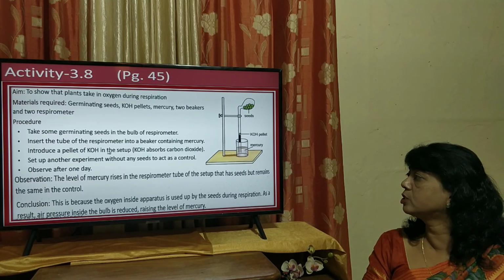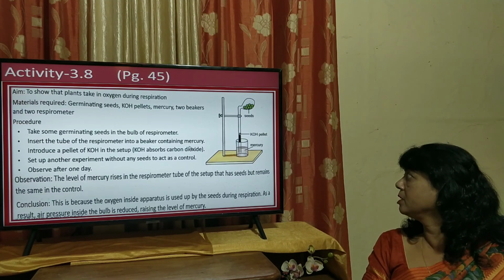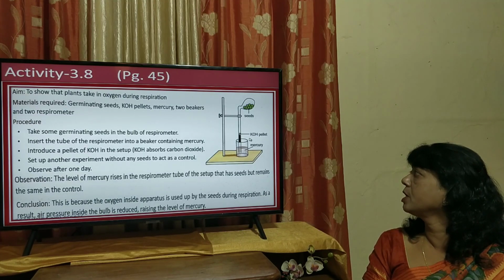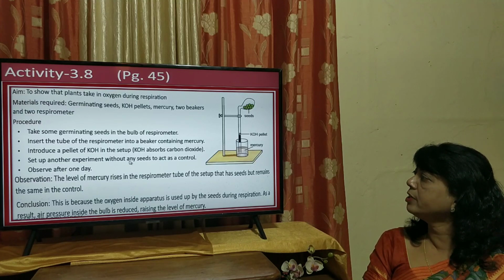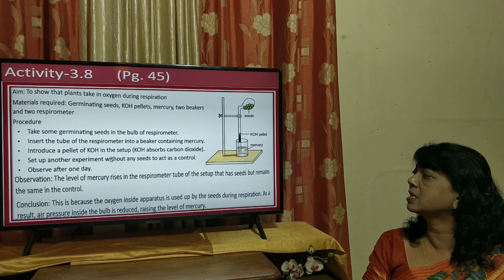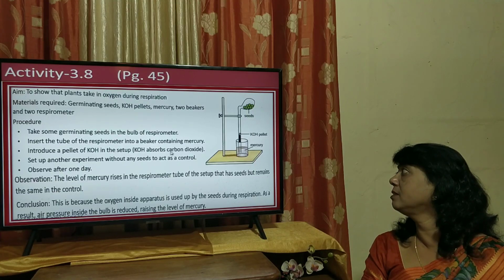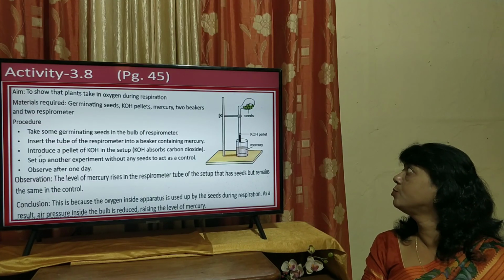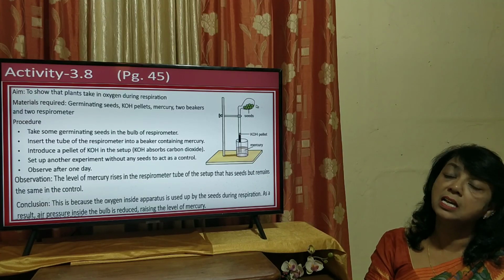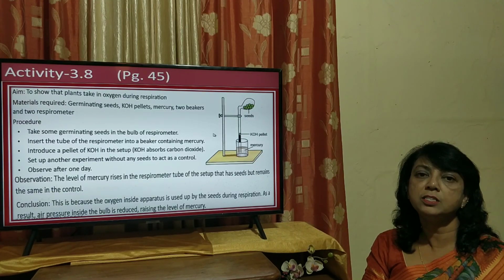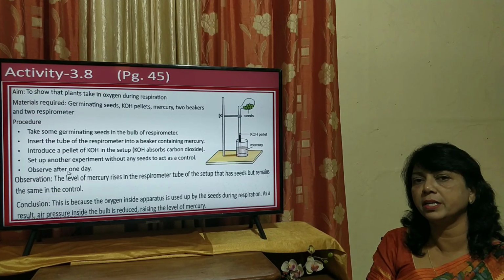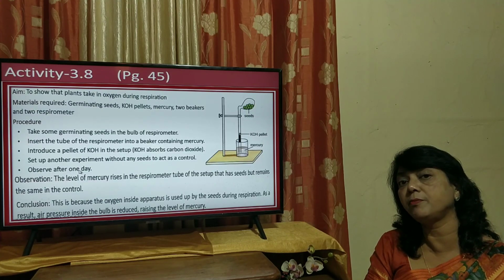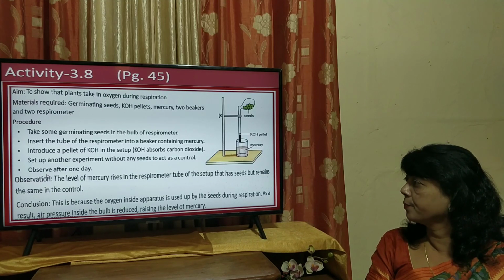Introduce a pellet of KOH in the setup. A small crystal of potassium hydroxide is kept in this tube. Set up another experiment without any seed to act as a control, another setup in which we will not keep the germinating seeds in the bulb of the respirometer, just to see what happens. Observe after 1 day. We'll leave it for 1 day and observe both the setups after the day.